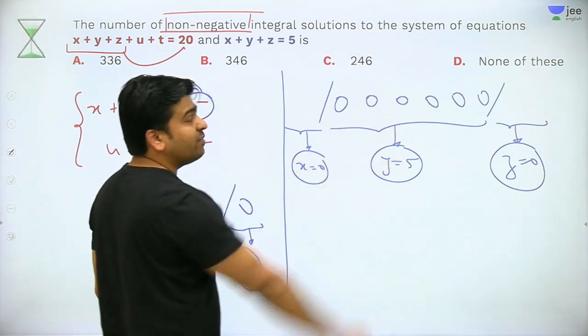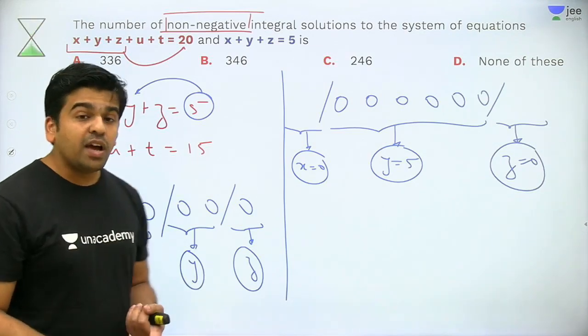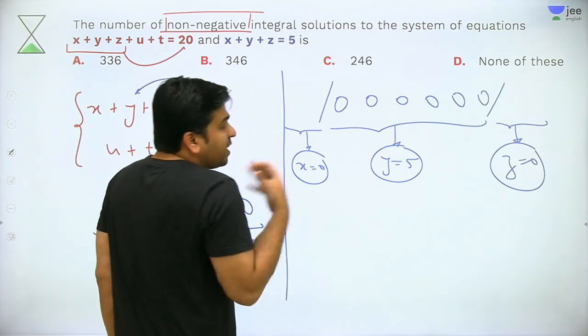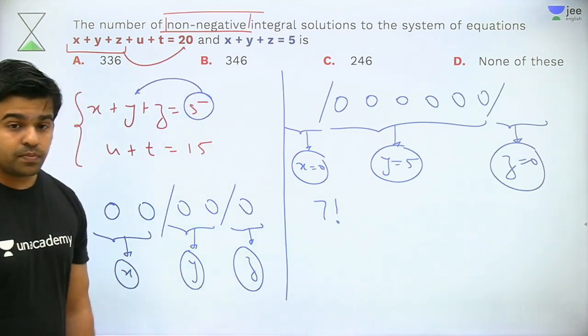I have total 7 objects. 5 are my apples and 2 are my partitions. How many objects do I have? I have 7 objects. So how can I arrange 7 objects? I can arrange 7 objects in 7 factorial ways.